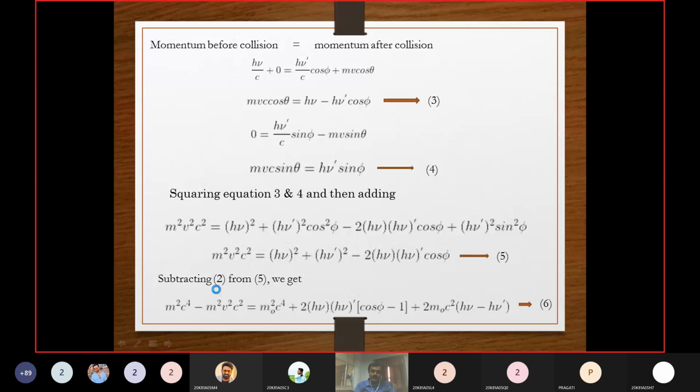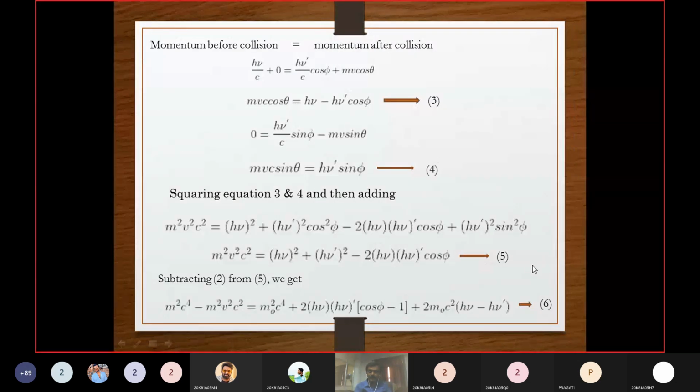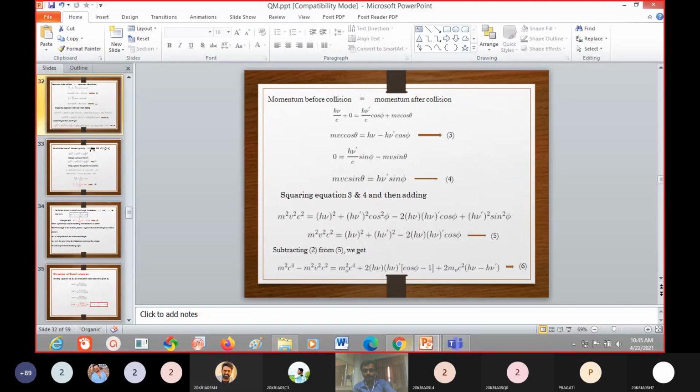Now there is equation 2, and this is equation 5. So subtracting equation 2 from equation 5, if you subtract m square c power 4 minus m square v square c square, we will get the result here.